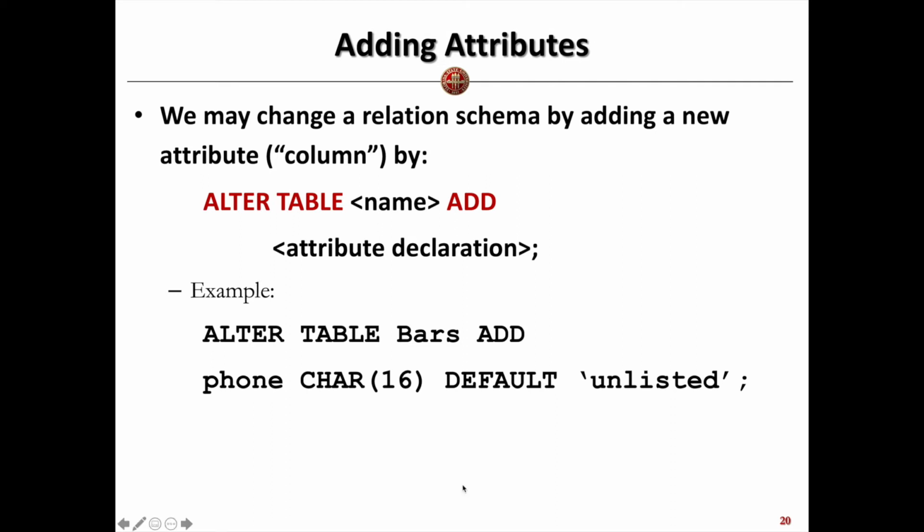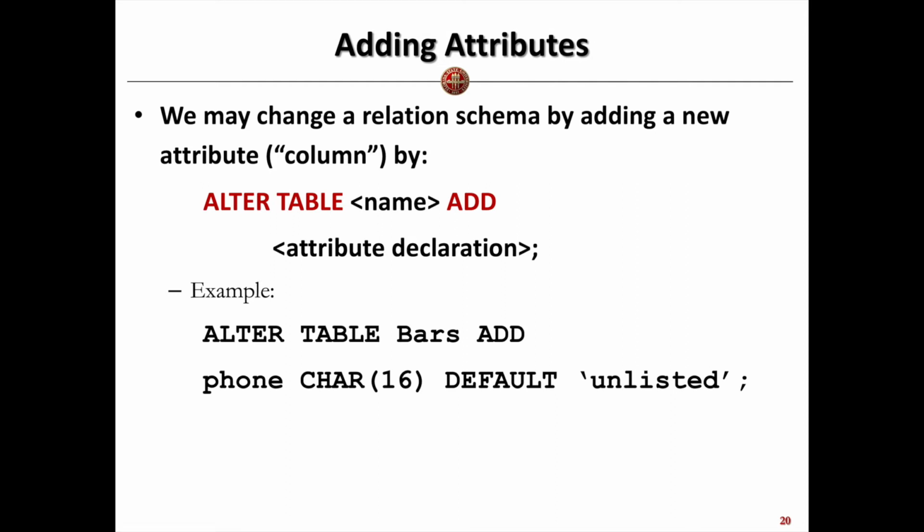We can do so by ALTER TABLE. It's a reserved word, followed by the table name, and then ADD. ADD is also a reserved word, and followed by a bunch of attributes to be declared as shown here. Right? So in this way, we'll be able to add some attributes into a table. Right? In the bottom, we have an example.